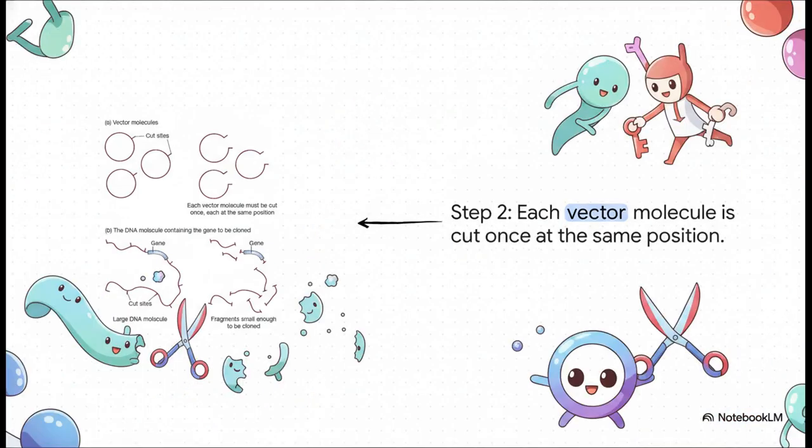Step 2. We need a way to carry this gene. For that, we use something called a plasmid. It's a little circular piece of DNA from a bacterium. We use it as a vector, or a delivery vehicle. And here's the crucial part. We cut this plasmid open with the exact same restriction enzyme. That's how we get those perfectly matching sticky ends.